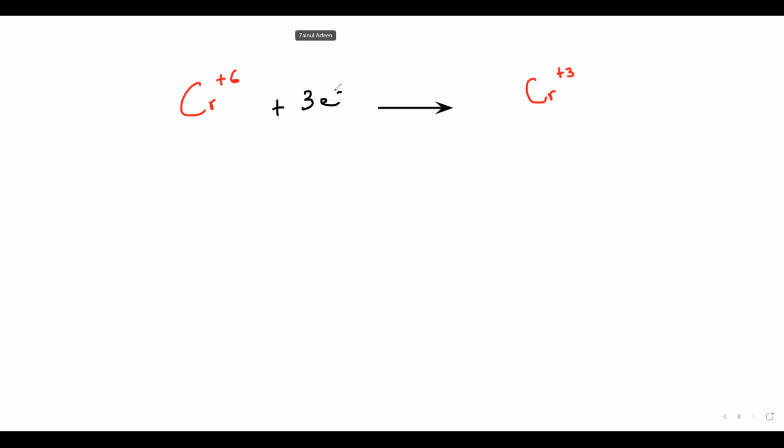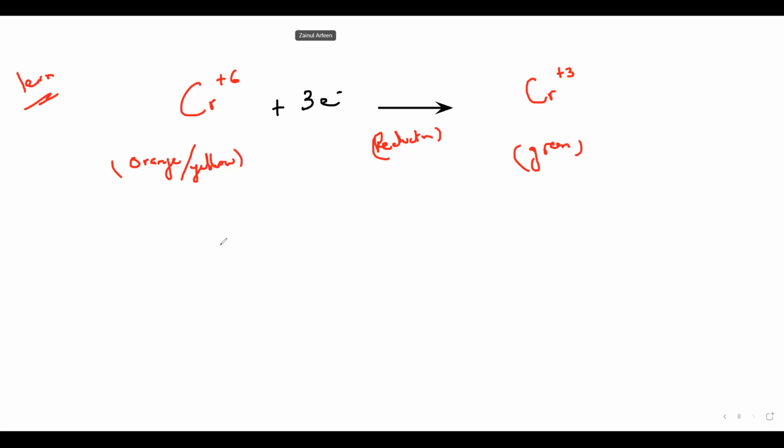So chromium plus 6 is there, which gains electrons. This change is also reduction. So chromium plus 6, what is the color of chromium plus 6? It is orange or yellow. And chromium plus 3 is green in color. And this also you have to learn. The color of the chromium plus 6 is orange or yellow, either is acceptable. And if it turned into chromium plus 3, it will be green in color.